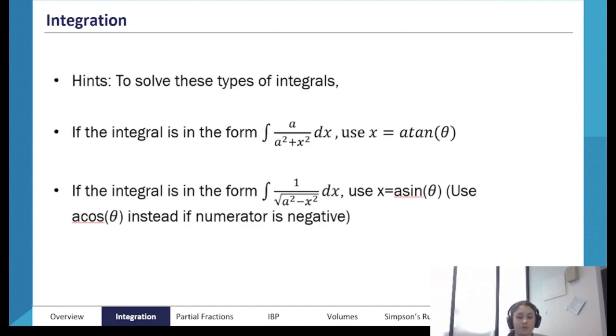As a hint, to solve these types of integrals, if the integral is in the form a on a squared plus x squared dx, use x equal a tan theta. And if the integral is in the form 1 over root a squared take x squared, use x equals a sine theta.